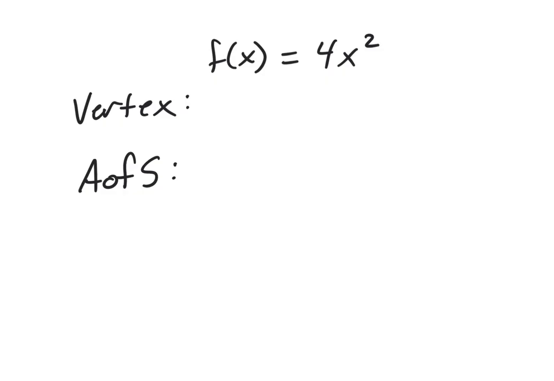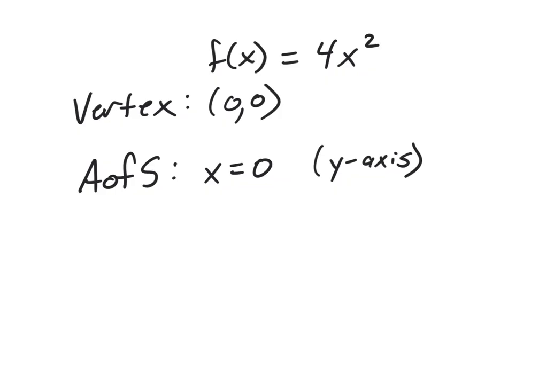0, 0. So my vertex is 0, 0. If it's missing the b and c value, vertex will always be 0, 0. Your axis of symmetry is x equals 0. X equals 0 is really the same as the y-axis. Okay, so the y-axis is the line that's going to be splitting that parabola right down the middle.